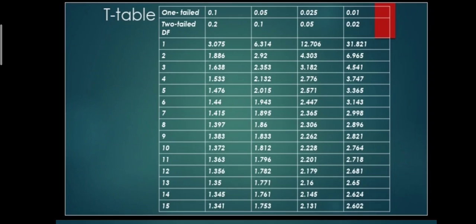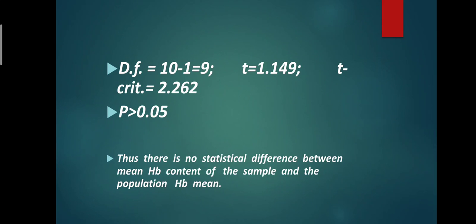So we accept the null hypothesis, that is there is no difference between the population mean and the sample mean. The probability is more than 5%. We can infer that there is no statistical difference between the mean hemoglobin content of the sample and the population hemoglobin mean.